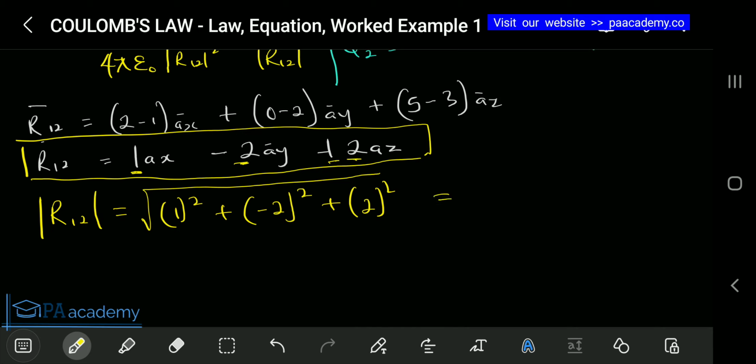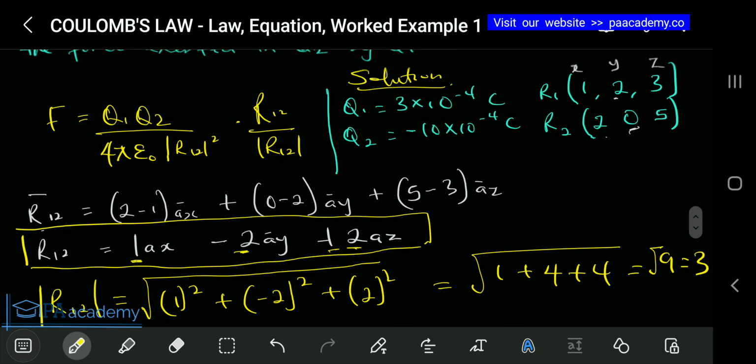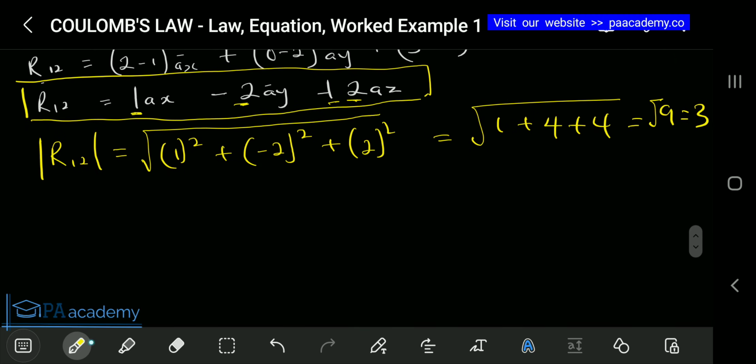So if you are to do this, you are going to be having square root of 1 plus 4 plus 4. And that's square root of 9, and that's 3. So that means we've gotten our R12. So with this now, we can go ahead and put in those values in the formula.